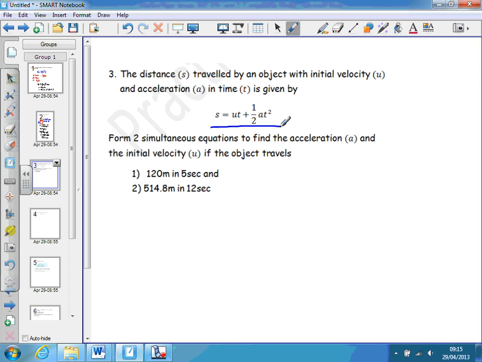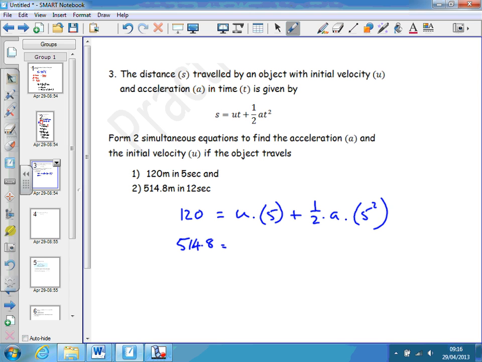So the first one will be 120, because the s is the distance, is u, which we don't know, times by the time, which is 5 seconds, plus a half times a times t squared, which is 5 squared. So we can do a similar thing for the second equation. 514.8 equals u times 12 plus a half a times 12 squared. And then we can tidy up.